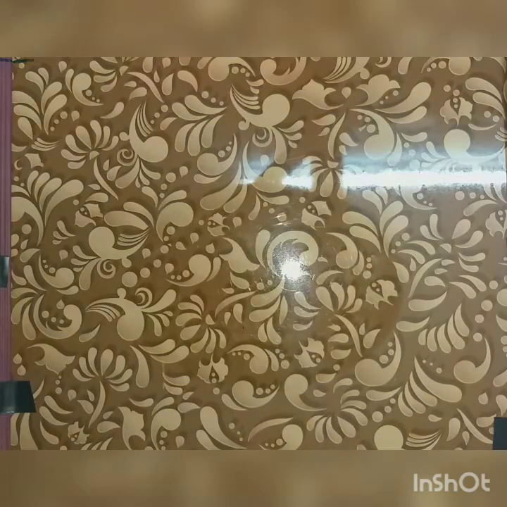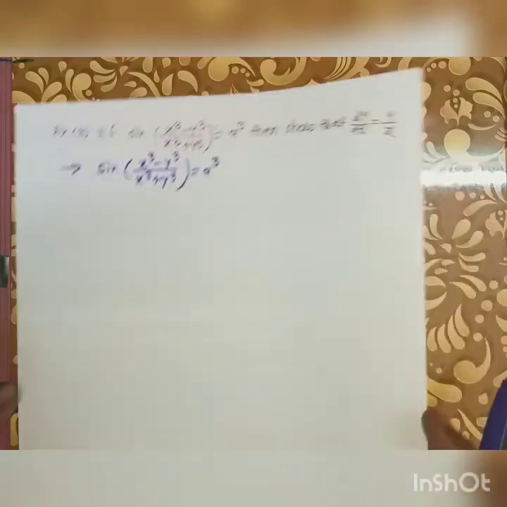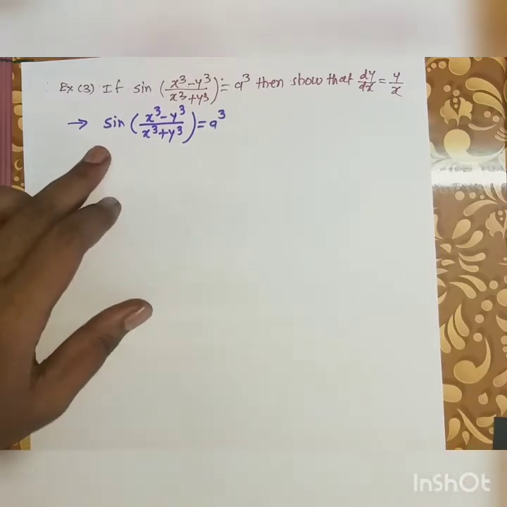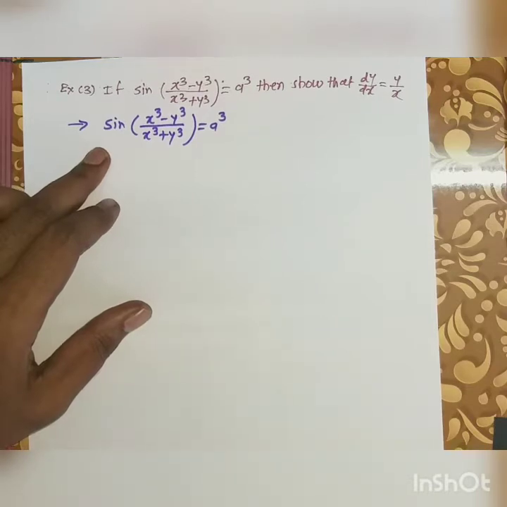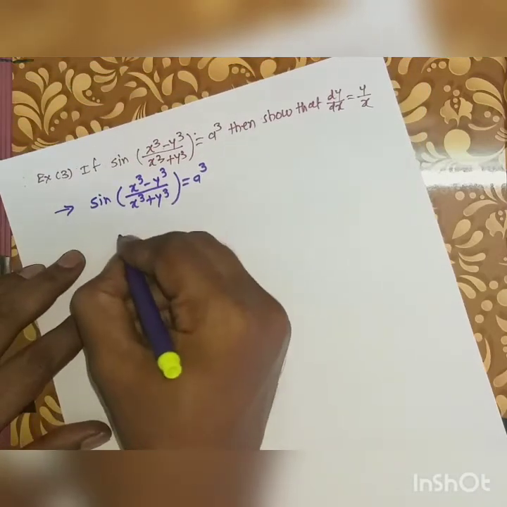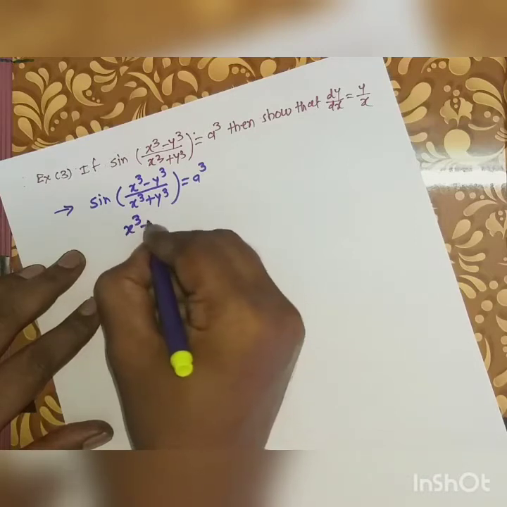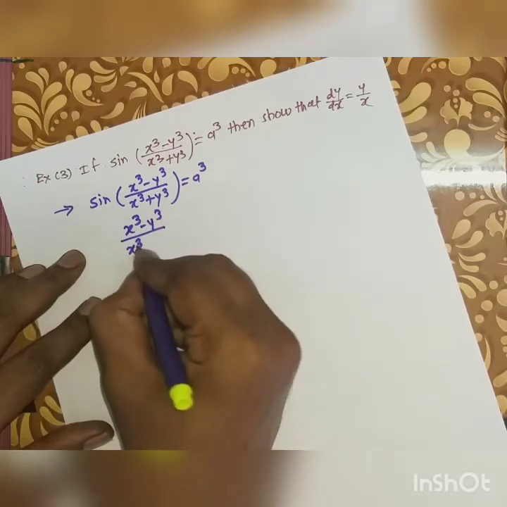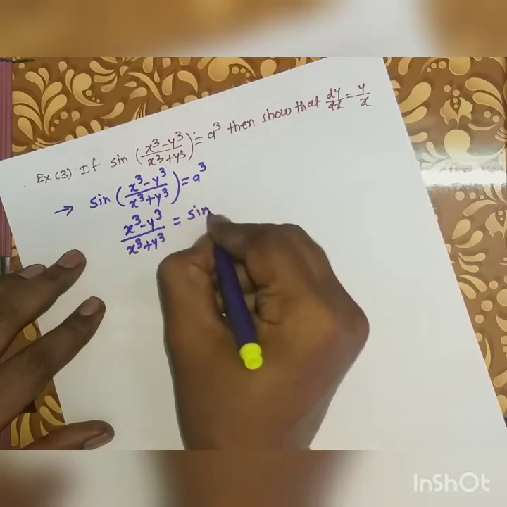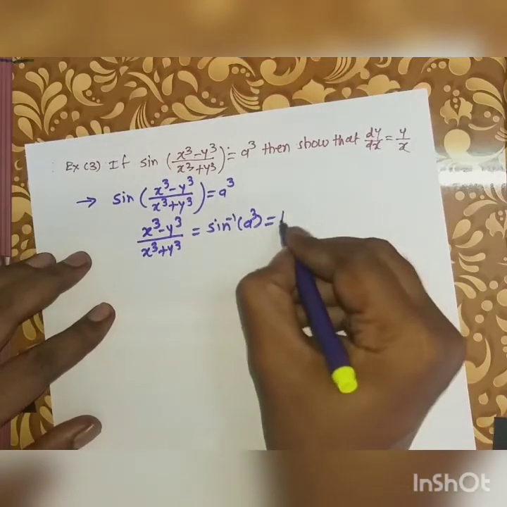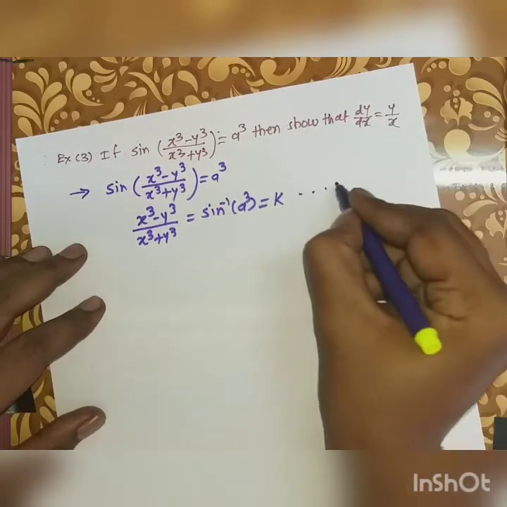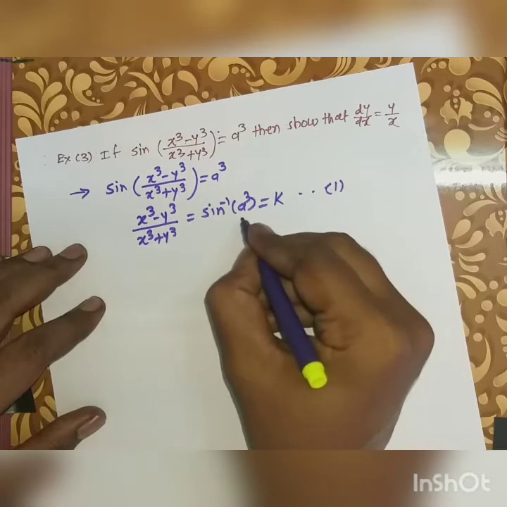Similarly, we take the third example. Now, in the third example, sine inverse of x cube minus y cube divided by x cube plus y cube is equal to a cube. We cannot take differentiation directly. First, simplify this equation and then take the derivative with respect to x. First, simplify in this way: x cube minus y cube divided by x cube plus y cube is equal to sine inverse of a cube. Sine inverse of a cube is a constant. We assume that its value is k, right?